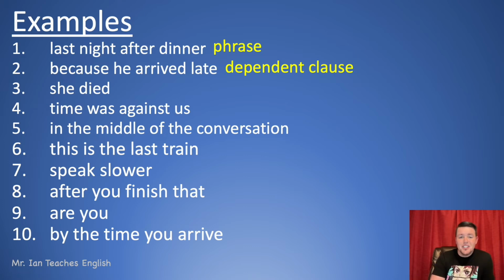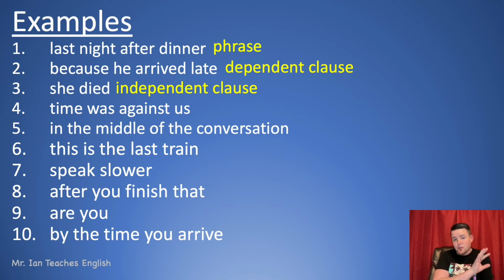Number three, she died. Independent clause. Subject, verb, we understand it. Now, again, you don't know who she is. You don't know how she died. That's not important. In the context of a book, an article, a conversation, you would. The idea is you have all the information here to have a complete idea. You're not asking for more. So, she died, independent clause.